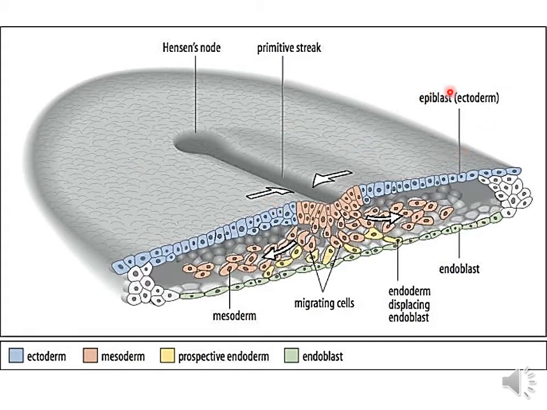So at the beginning, the ectoderm is named the epiblast. After this stage, it will change into ectoderm. This is the direction of the migrating cells. These cells represent the mesoderm. You can see the arrows indicating the direction of migration of the cells from the epiblast, entering this structure, and then ending in the area between the epiblast and the hypoblast. Now it's named the ectoderm, endoderm, and in the middle the mesoderm.